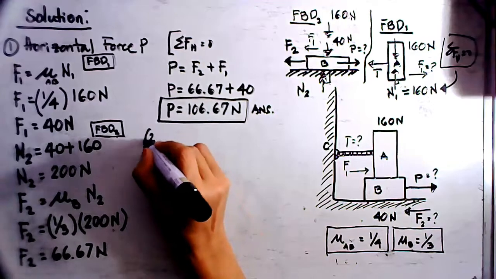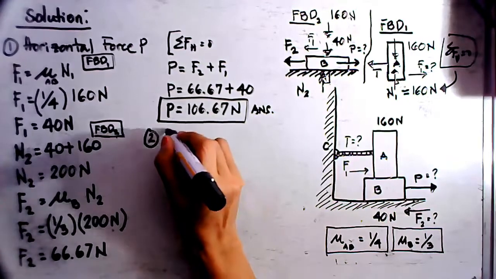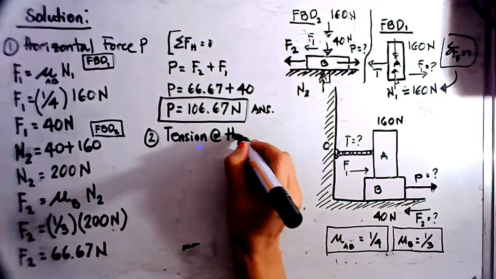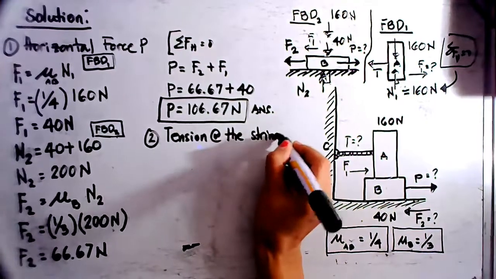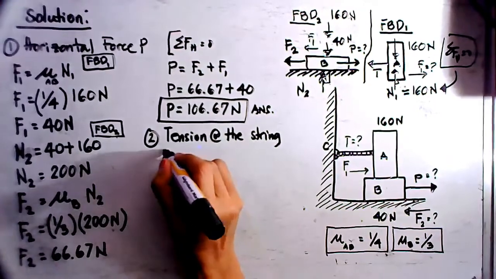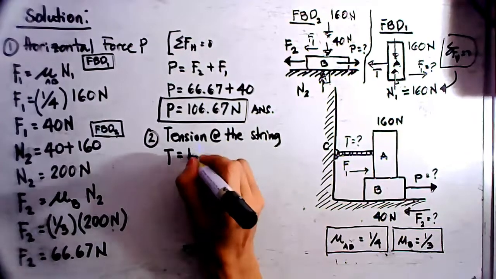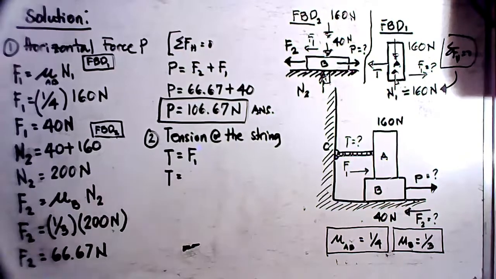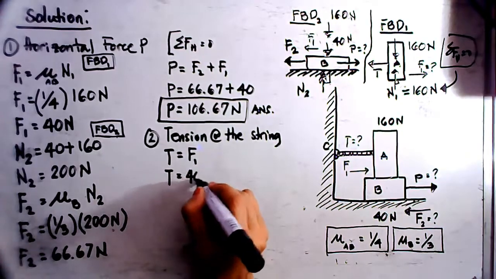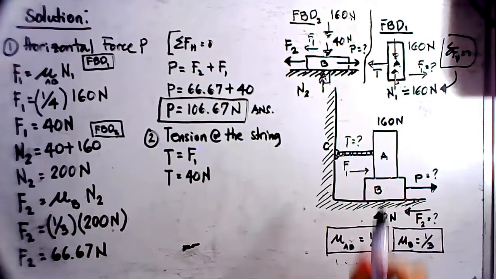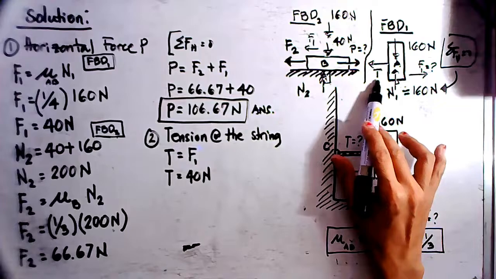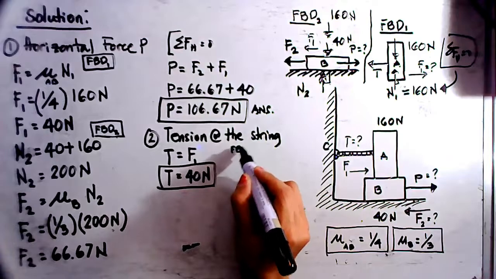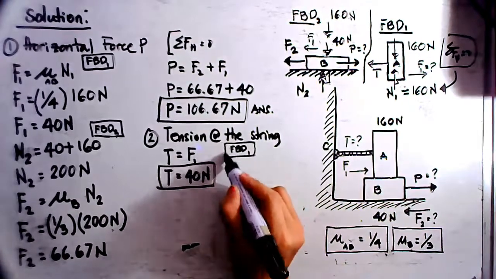For the second question, we have the tension in the string. Tension is simply equal to F sub 1. So tension is equal to F sub 1, which is 40 Newton. You have here the tension using FBD1, the free body diagram for block 1.